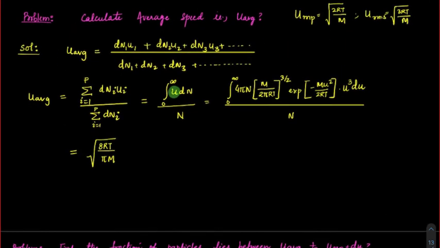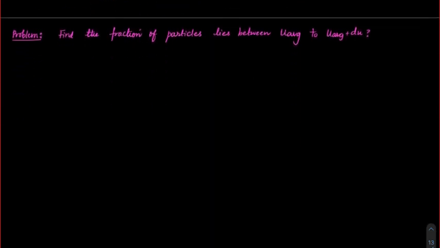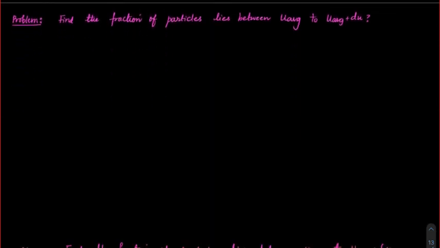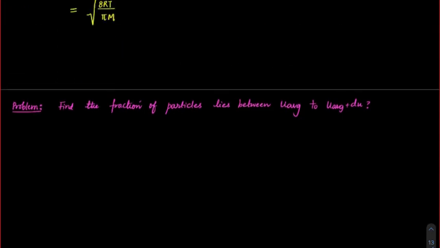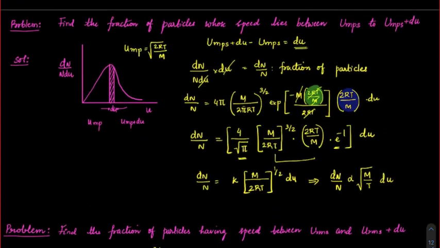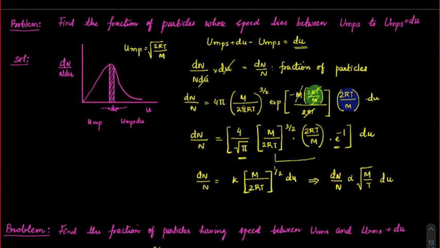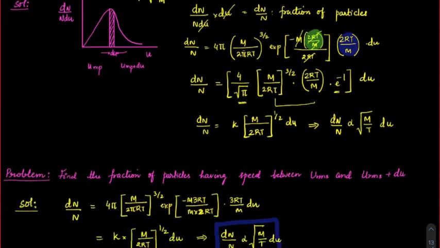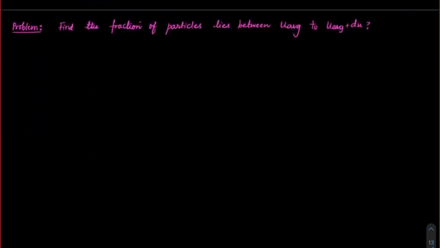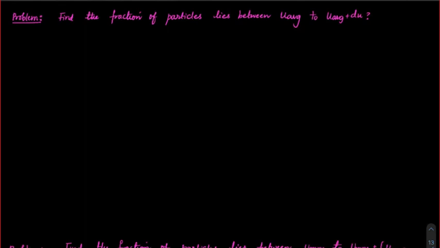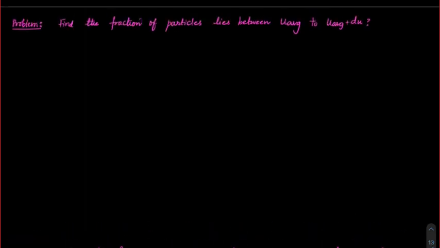So in short, the question is to calculate the average speed, and the average speed would be equal to this much. Find the fraction of particles which are lying between u average and u average plus du, which is exactly the same as how we did above. I have done it for two speeds already, for u RMS and u MPS. I would suggest you do this as practice. Try this and finish it here itself.